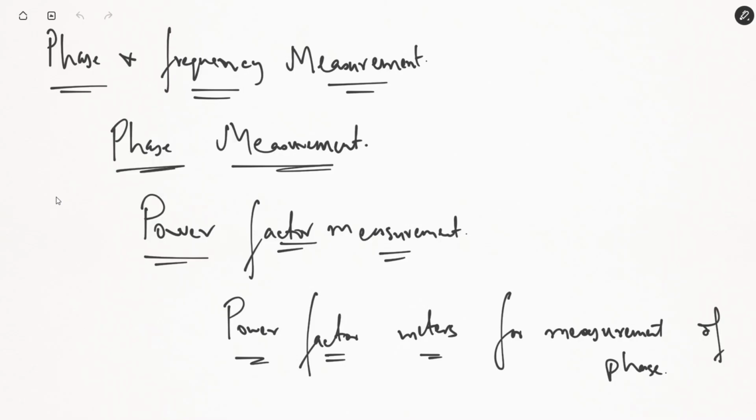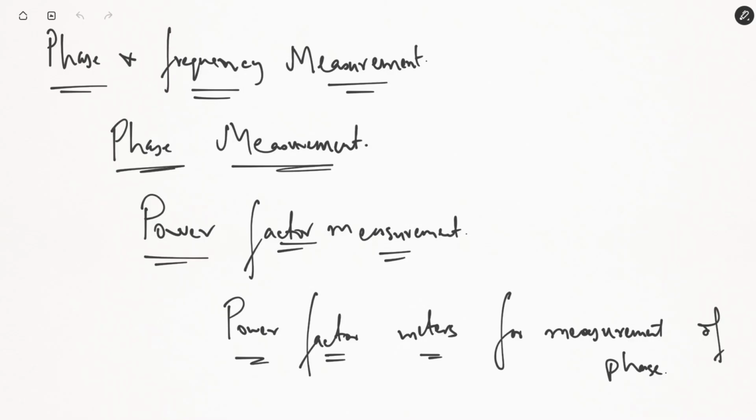So we started with phase and frequency measurement in the last session, and we'll be starting with phase measurements first. We can measure phase using different devices. One of the simplest methods of measuring phase is by measuring power factor, and once we have the value of the power factor, we'll be able to derive the phase from the power factor itself.